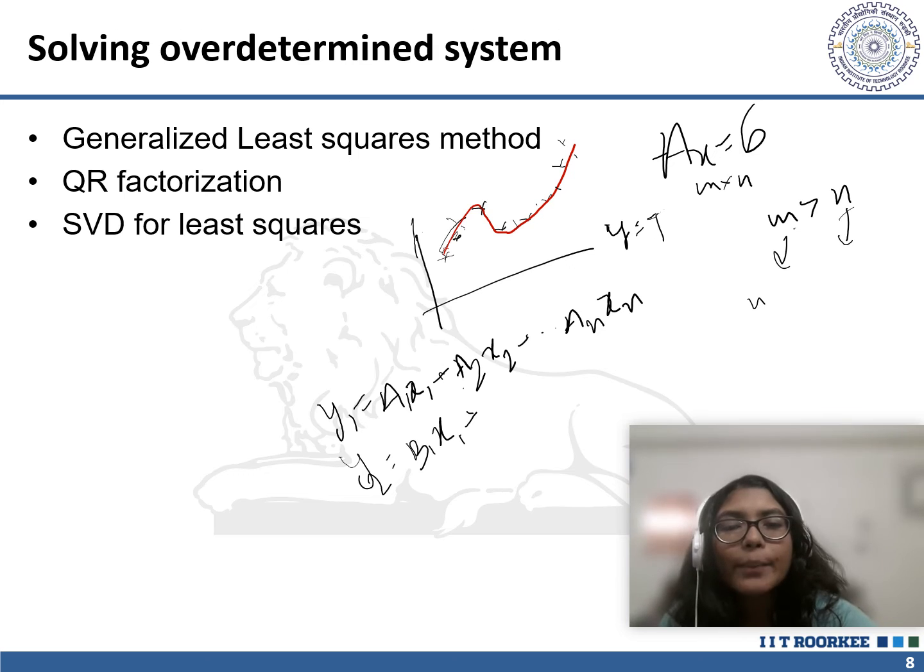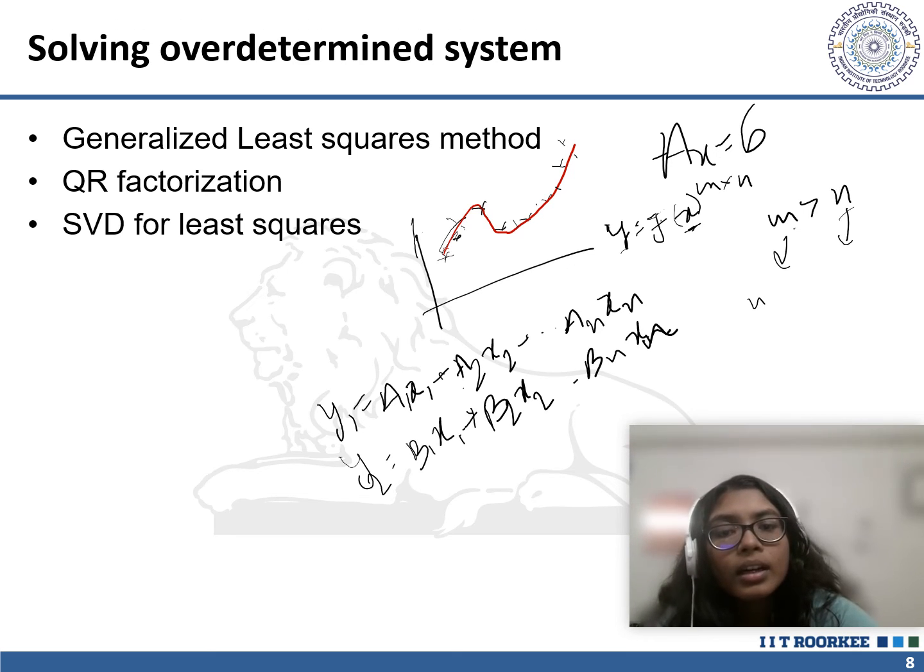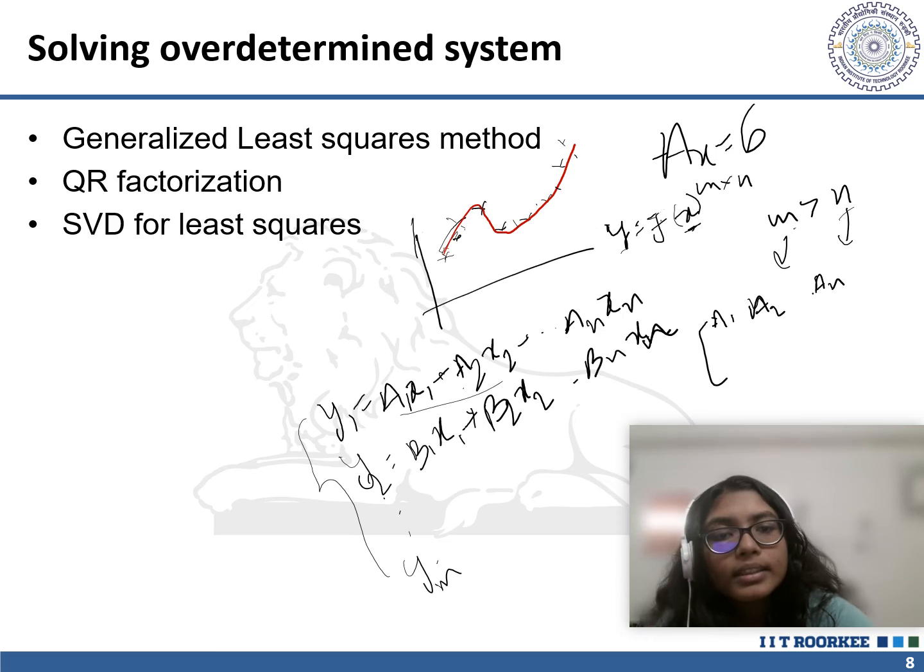Since we know in ML, we need to find the relation between y and every input variable, that is, the features x. So we need to find the equations, like b2 x2 + so on + bn xn, and like this we'll be having up to ym. When you write this in matrix form, you will get a1 a2 so on an, this equal to y1 y2 so on ym.